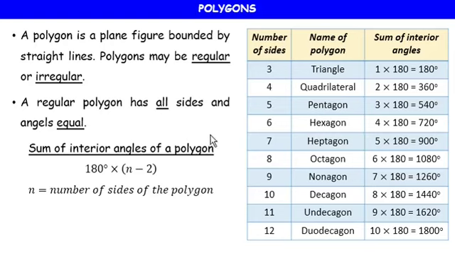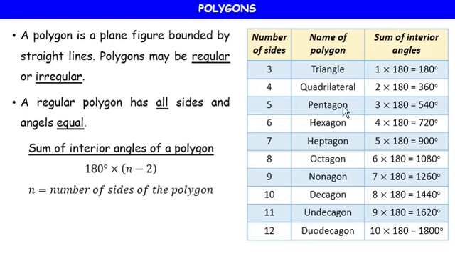In relation to triangles, we can say that the equilateral triangle is a regular polygon because it has all three sides and all three angles equal, right? And we can say that the scalene triangle is an irregular polygon because none of the sides as well as none of the angles are equal, right? So that is what we refer to as polygons. Any plane figure bounded by straight lines. A triangle is bounded by three straight lines, right?